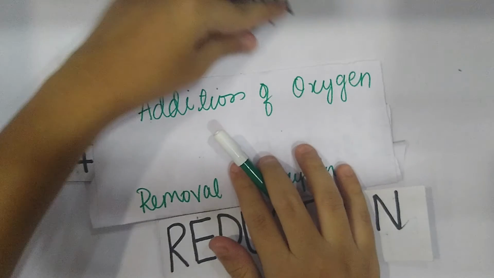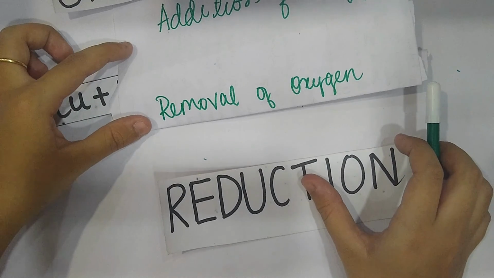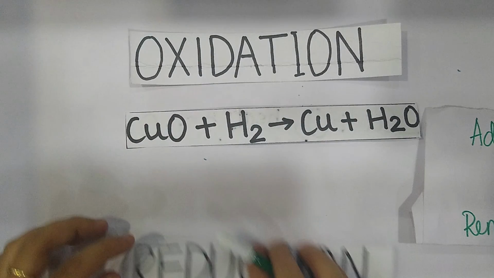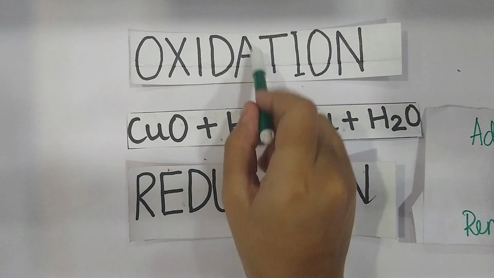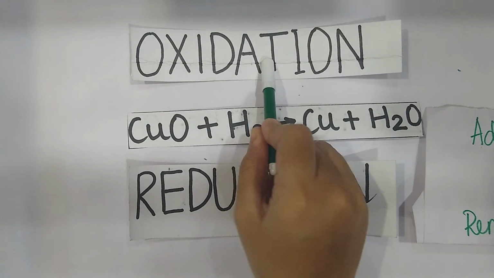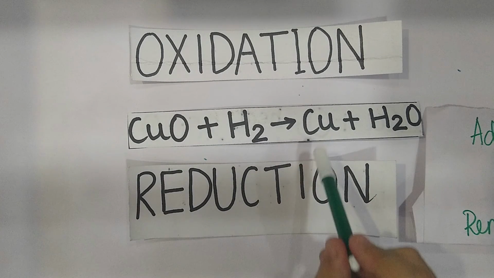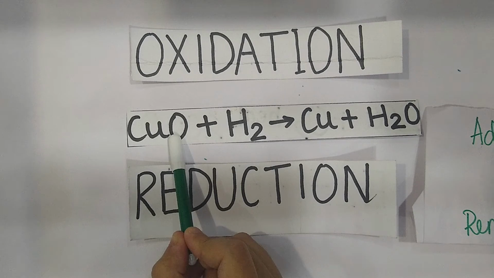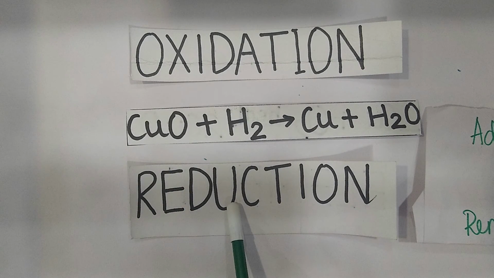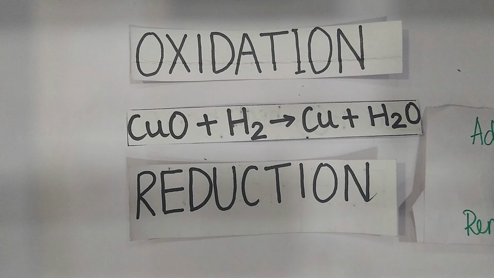So oxidation would be addition of oxygen and reduction would be removal of oxygen. Now coming back to this equation, I just told you that hydrogen underwent oxidation, because it took an oxygen atom from the Cu. Now what happened to Cu? So Cu lost an oxygen. That is why Cu underwent the reduction reaction and hydrogen underwent the oxidation reaction.